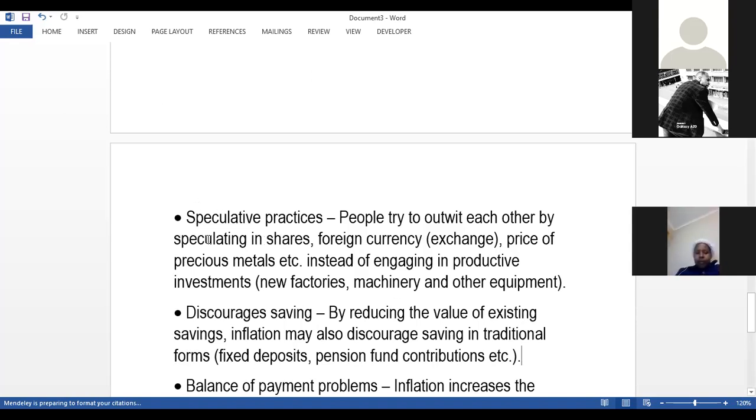And also, we would be having speculative practices. People would try to outwit each other by speculating in shares, foreign currency, prices of metals, instead of engaging in productive investments, investments in factories and in plants and in infrastructure that would result in the economy advancing.